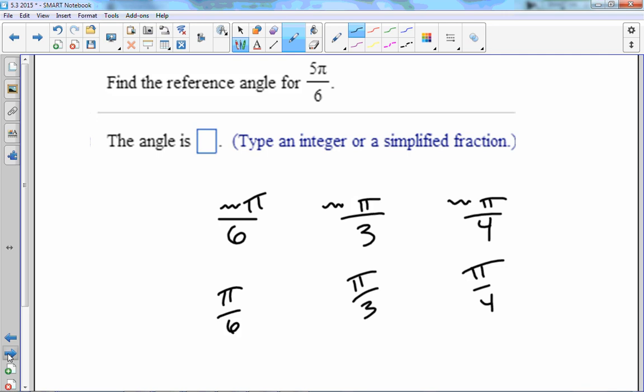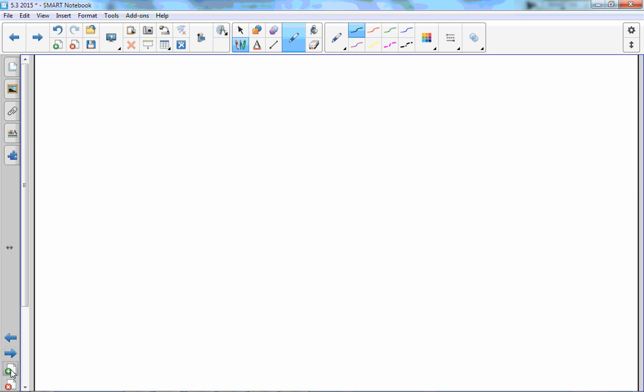Now, that only works with 6, 3, and 4, which is nice because those are the ones that are actually on my unit circle. So let's do one for the sake of actually doing it. In this case, what would the answer be on this question? Pi over 6, that's it. Now, let's pretend, let me add another slide. What if it was over 5 instead? What if I had 7 pi over 5 and I had to find the reference angle?